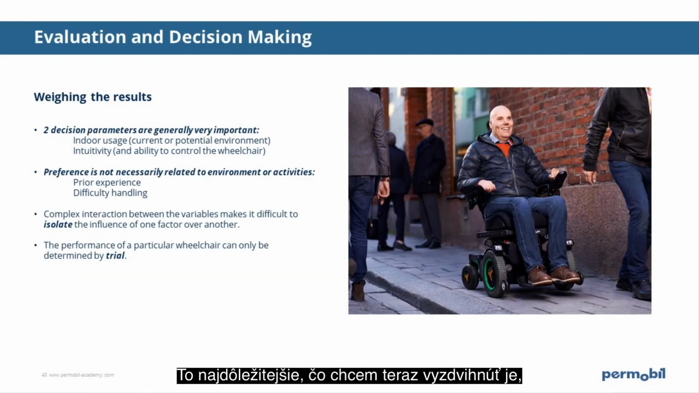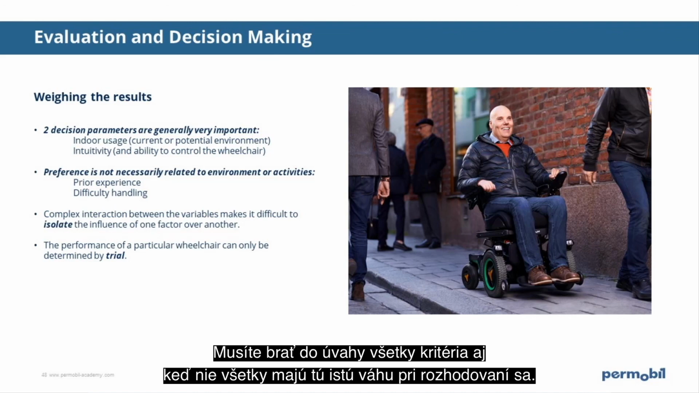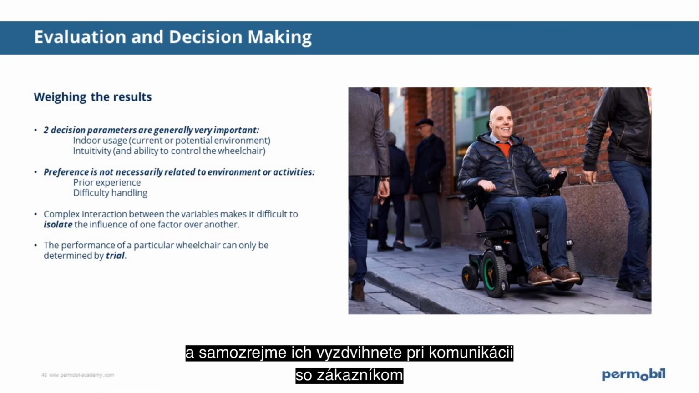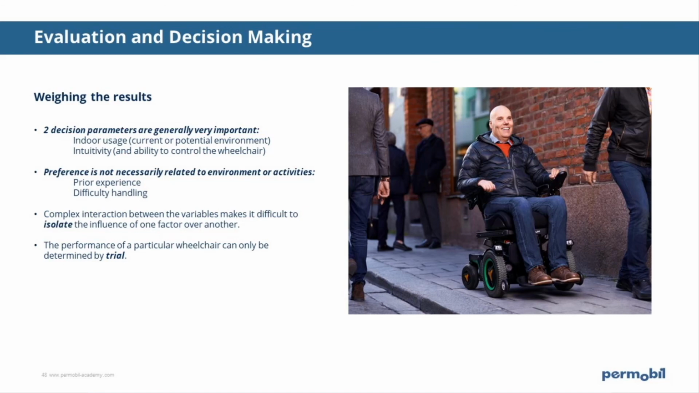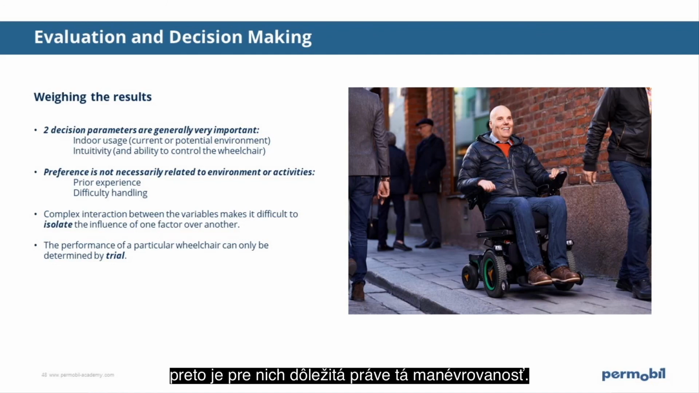But maybe most important, and this is the slide I want to use to wrap up with: how do you evaluate and how do you make decisions? Well, basically you need to weigh the results, and not all criteria have the same weight in taking the decisions. There are mostly two decision parameters that are generally very important, and you take this decision obviously in consensus with your customer. But the two decision parameters most important for the customer are mostly the indoor usage. Most of the users spend more than 85 to 90% actually indoors. So the maneuverability indoors is super important for them.